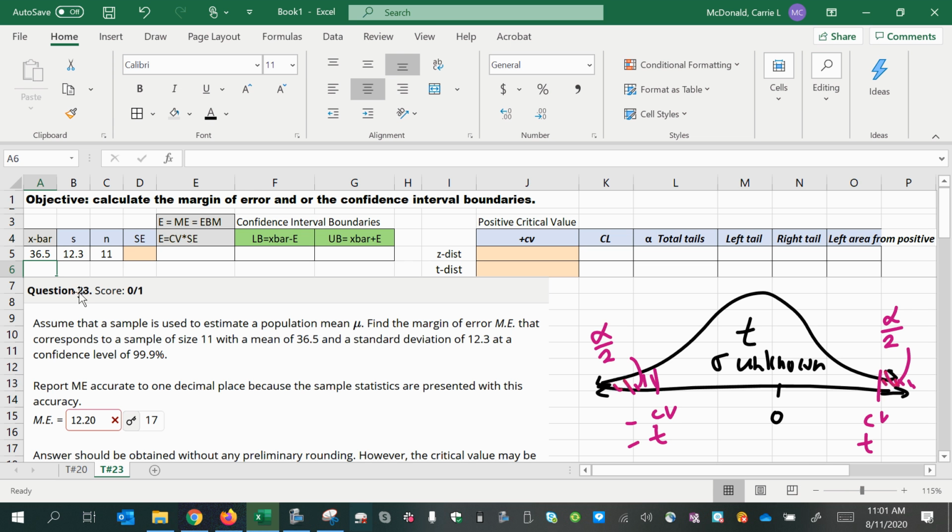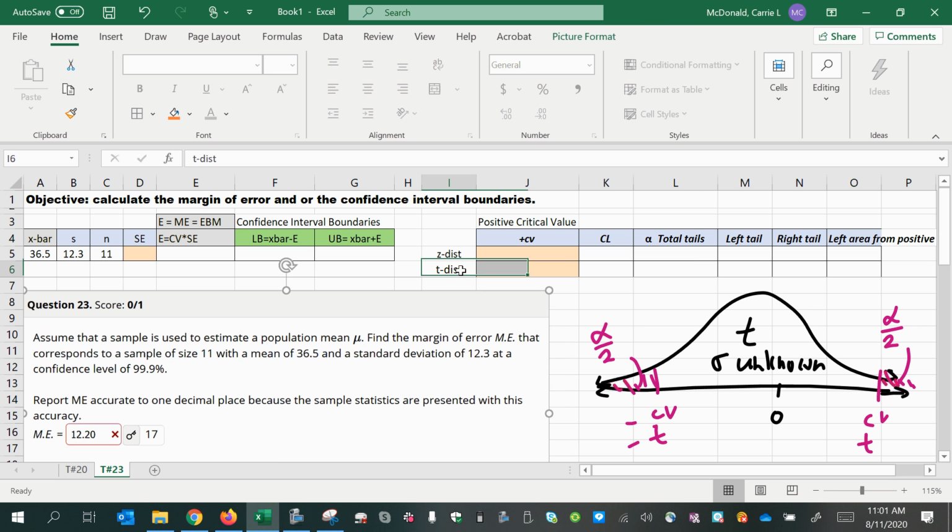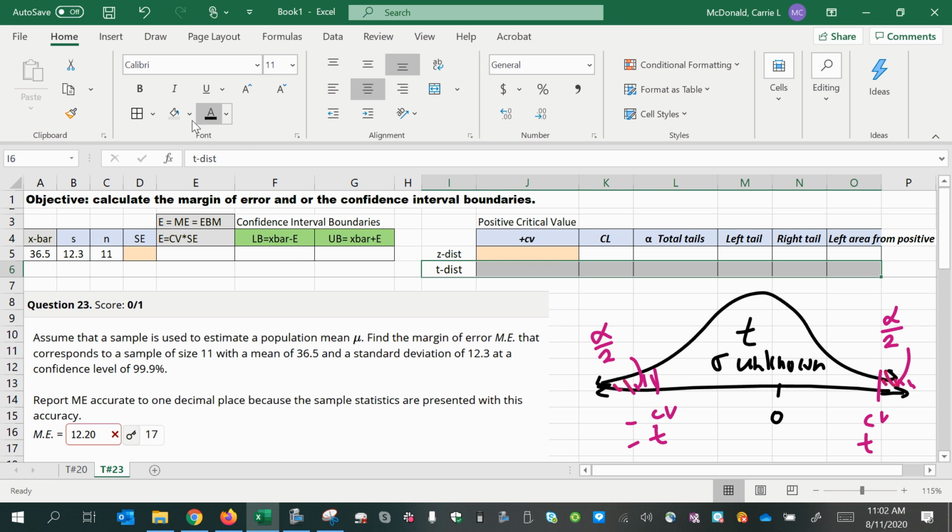And this is important because if it's S that we know and not sigma, then we will not be doing a Z distribution to find our critical value. We'll be using the T distribution to do that. Okay, so let's find our critical value.